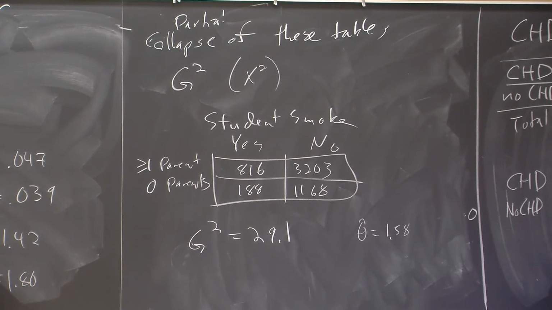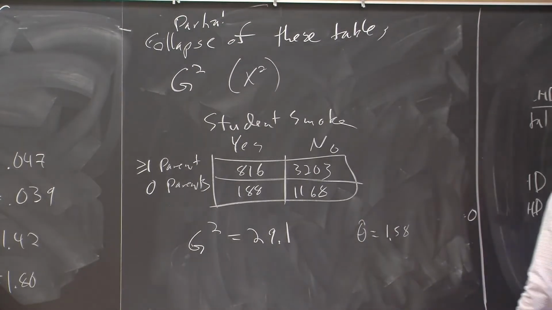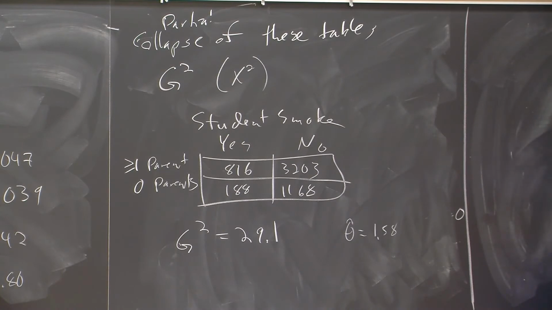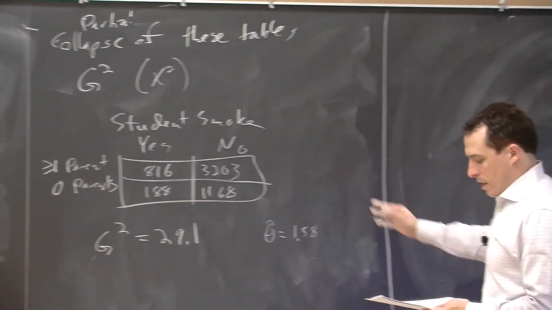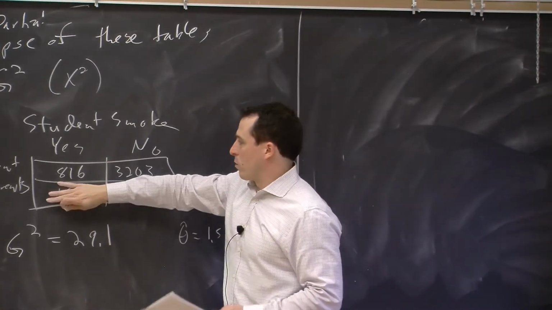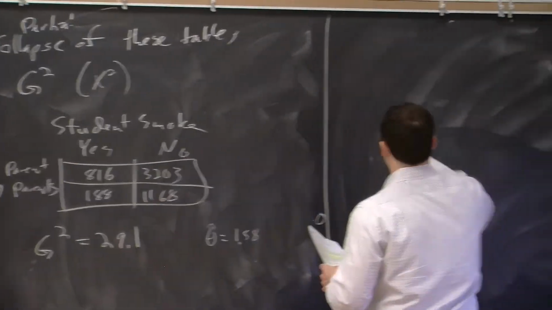And then we can ask separately, given the part that I collapsed, given that at least one parent smokes, so given that I'm in this collapsed part here, does the additional parent smoking make a difference? So now I ignore this one because I've already treated it once, and I take the collapsed one, break it up, and look at the cells individually.